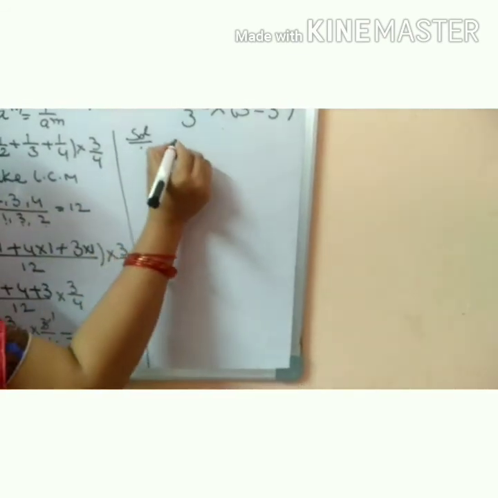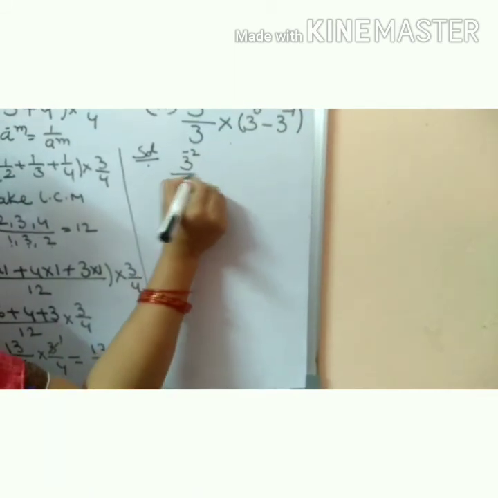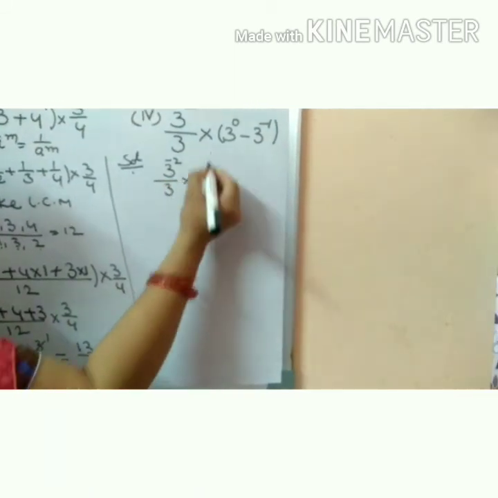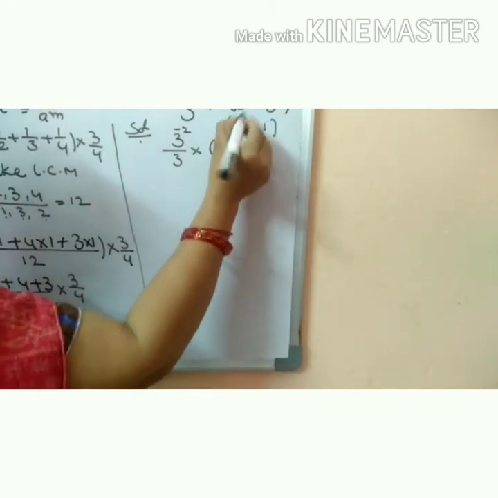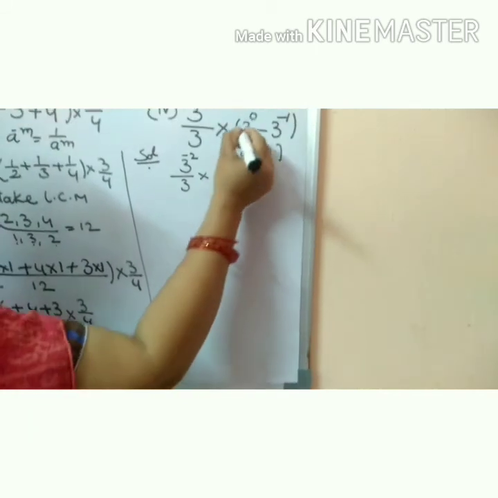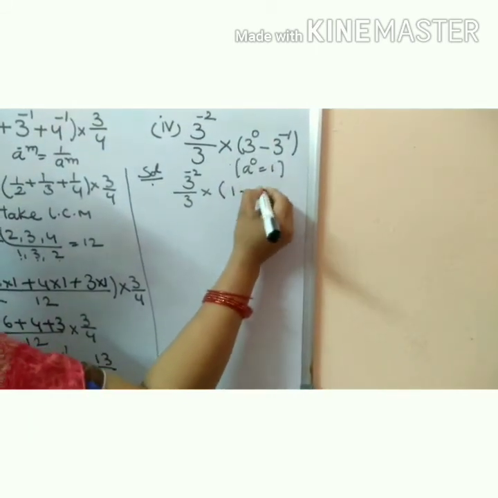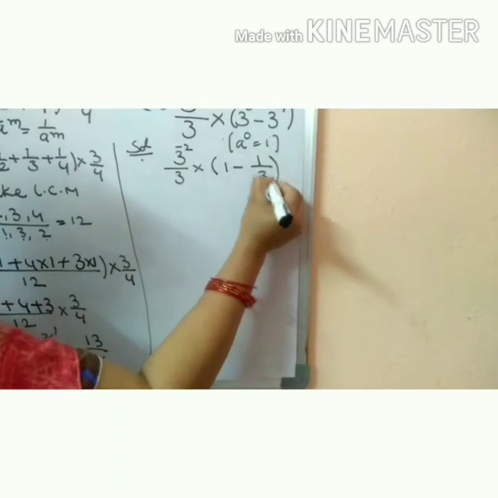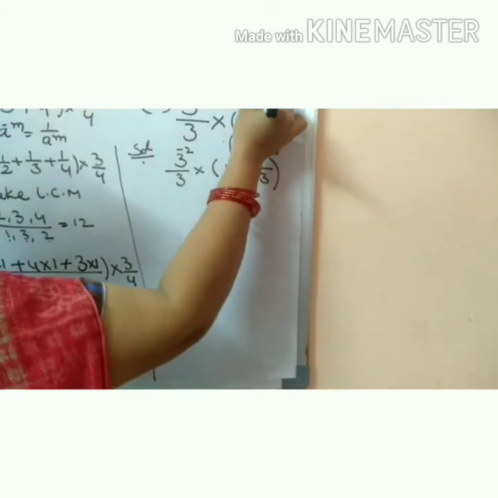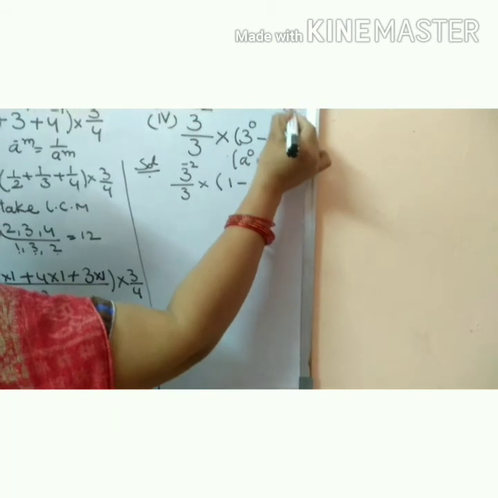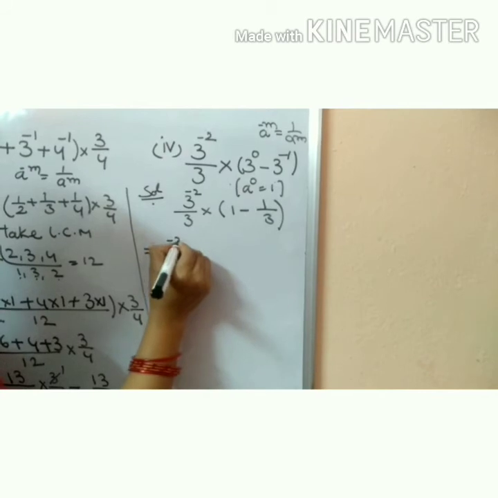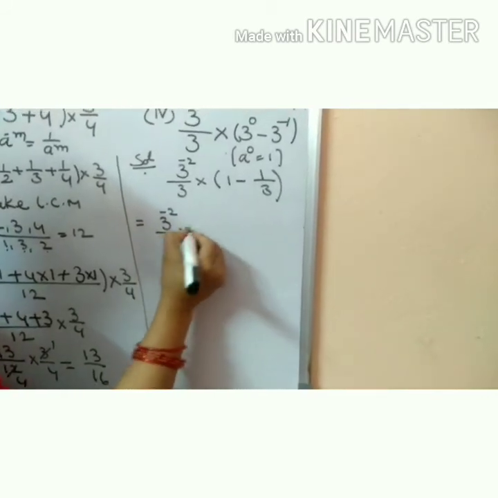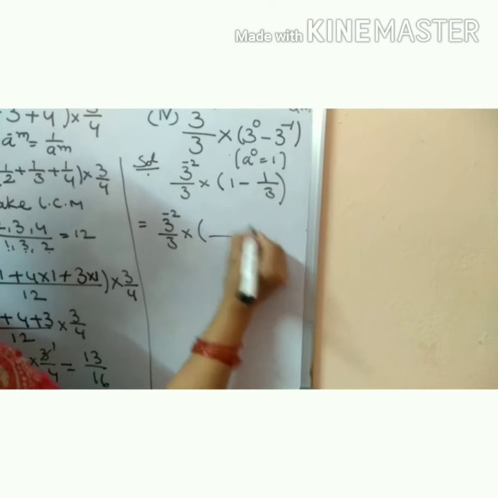The solution is 3 power minus 2 by 3 into, here write a power 0 equal to, the value is 1. A power 0 equal to, value is 1. So 3 power 0 equal to 1 minus, here write 1 by 3 because a power minus m equal to 1 by a power m. Okay. So write here 3 power minus 2 by 3 into, take LCM. The LCM is not there for the denominator. We have to take the 1.